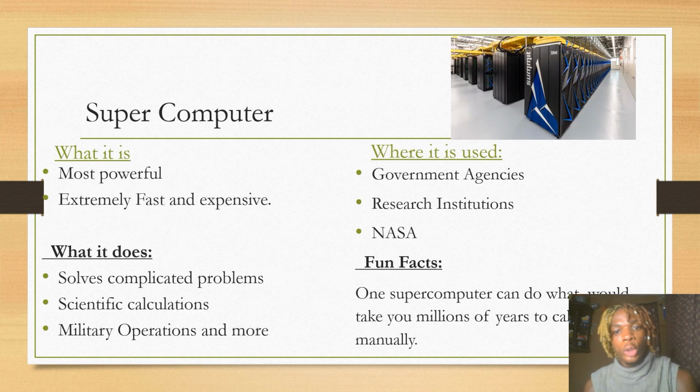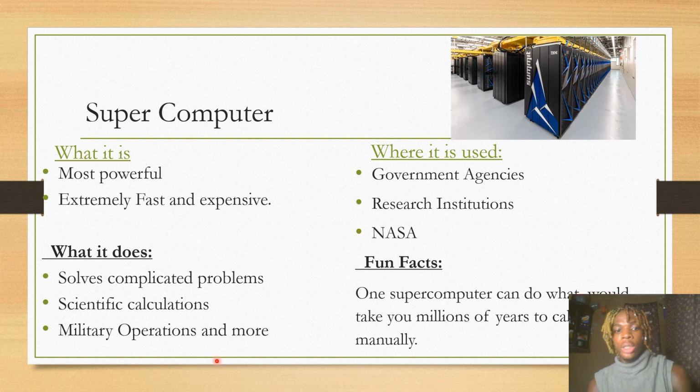So here's a picture of a supercomputer. If you look at my screen here, I have a supercomputer. I have to go and get a picture for you to see what it looks like. So supercomputer is the most powerful and is extremely fast and expensive. And don't forget, it's actually the biggest computer. Do you understand? Based on size, the supercomputer is the biggest computer.